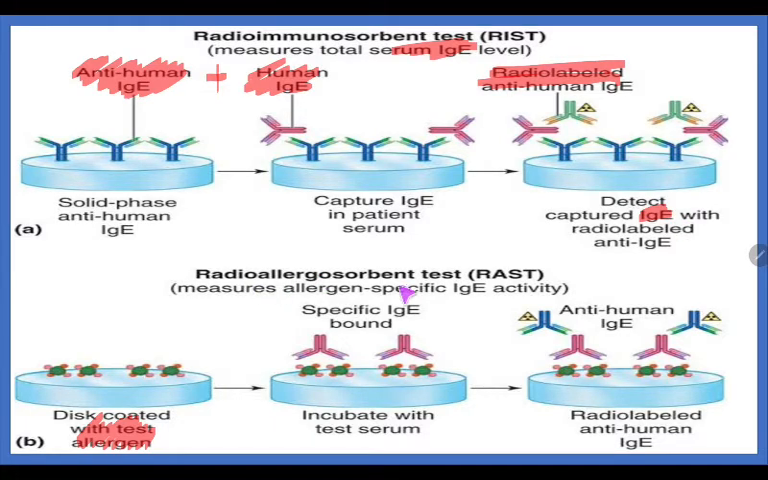Coming to the radioallergosorbent assay, we are testing the allergen-specific IgE, right? So we are taking the disc, and that allergen is coated on the disc. So when we add the serum, if at all the IgE which is specific to the allergen is present in the serum, that will bind, and how do we know that it is binding? So we are adding the anti-human IgE, that is a radio-labeled anti-human IgE, which will detect it by the reaction.